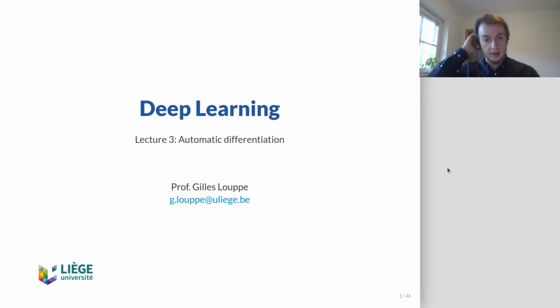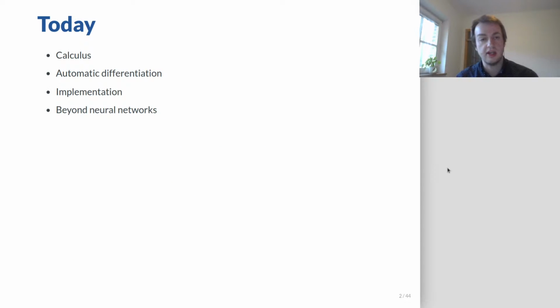All right, so moving on to the lecture for today. This is the third lecture, and the topic of today will be automatic differentiation. We'll start by reviewing a bit of calculus, if you don't remember what you've seen back in your bachelor. Then we'll have a bigger piece on automatic differentiation, a few algorithms that you can use to implement it.